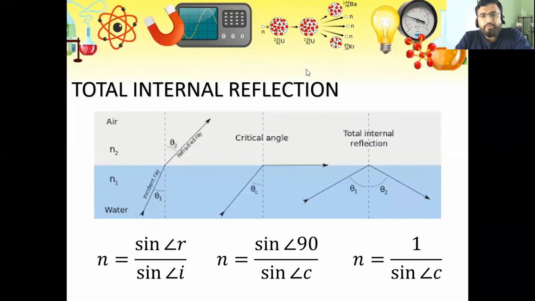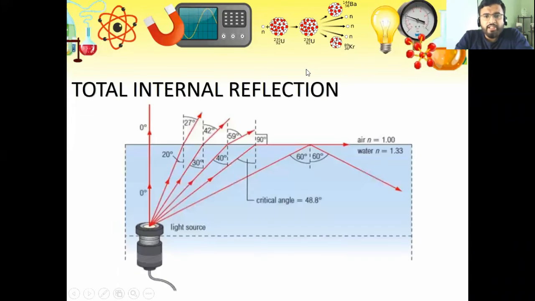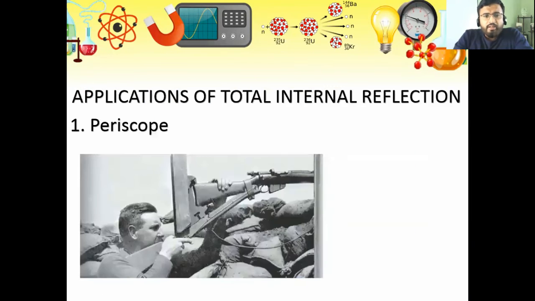Now let us look into some applications of total internal reflection. As you can see in the image, this is a soldier who is hiding in a bunker made up of sandbags, and he is trying to look above the sandbags by the use of a cylindrical object which is known as a periscope. So how is he looking above the bags?